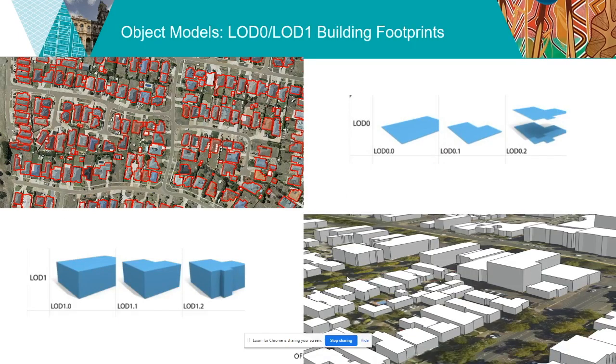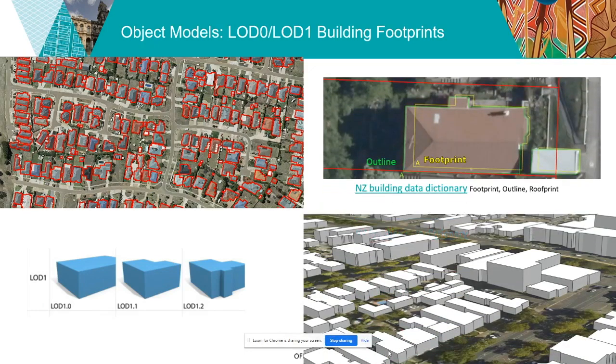And here are some more examples of those LOD1 models. The top left is an example of LOD0, two-dimensional building footprint or outlines. And the bottom right is the same data set, but with heights applied, extruded, LOD1. A quick technical note. This is from the New Zealand Building Data Dictionary, a great resource I'll link in the description of this video.